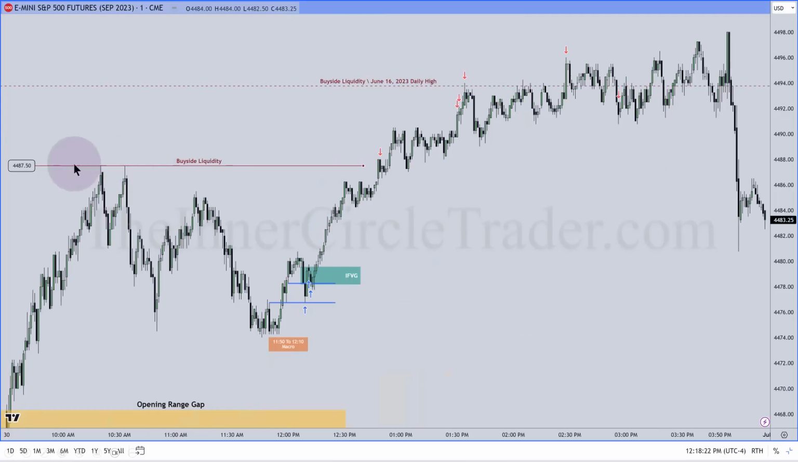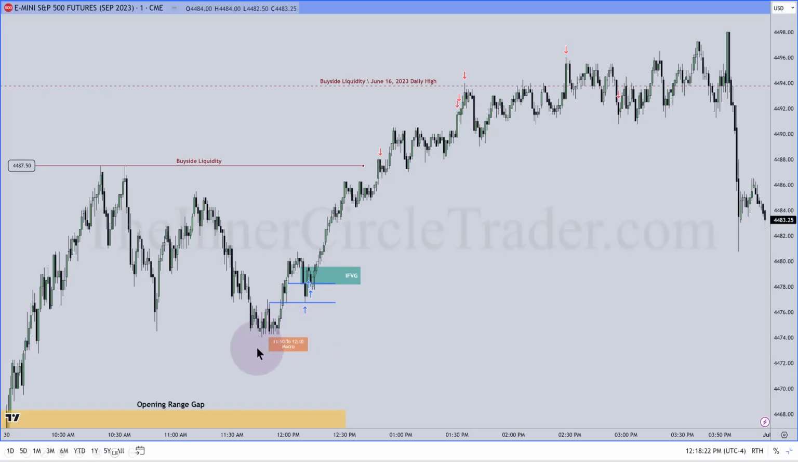We're down in a 1-minute chart now. So 44.87.5, that's buy side. Here is that 5-minute fair value gap. I will be teaching and talking about this coming week.